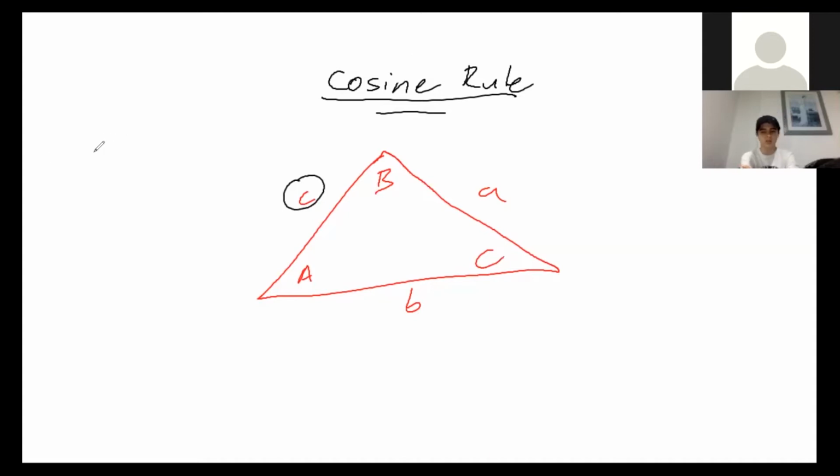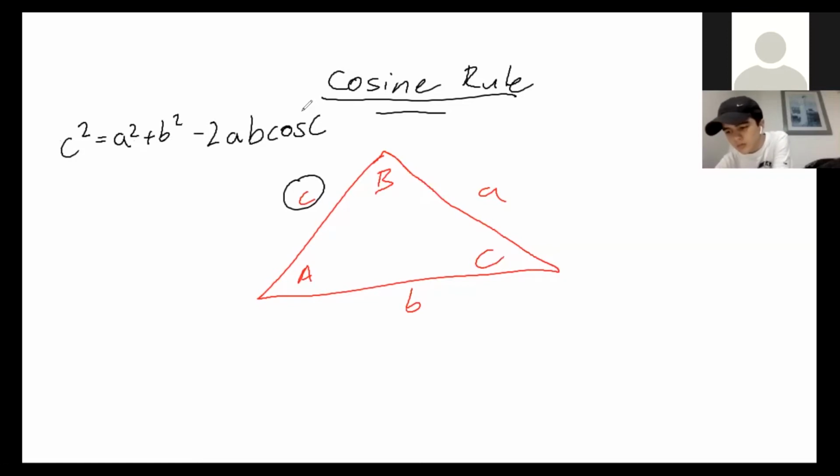Then we would use the cosine rule, which is C squared equals A squared plus B squared. Does this look familiar? So that's Pythagoras, but the bit that makes it different is we go minus 2AB cos C, where C is the opposite angle.